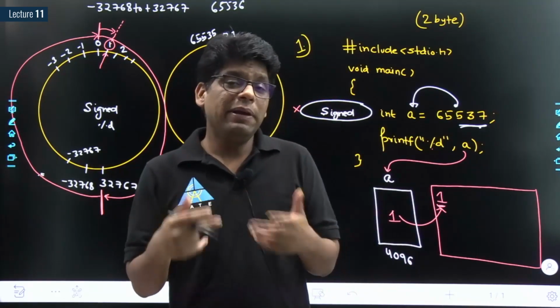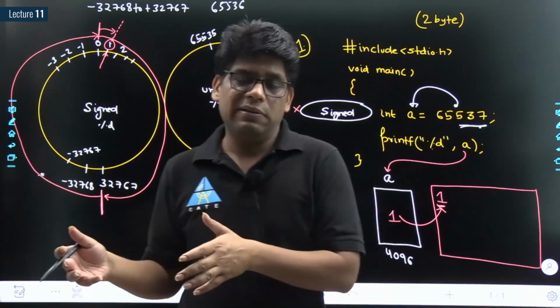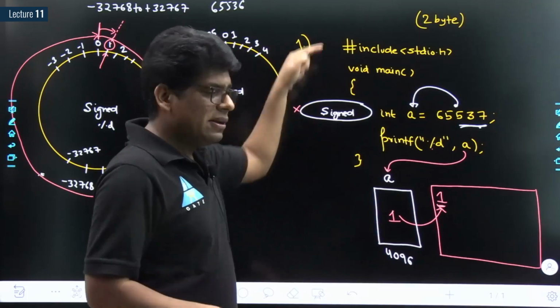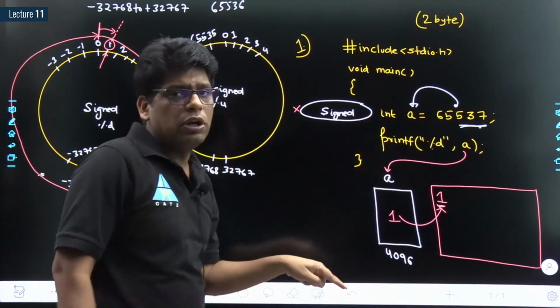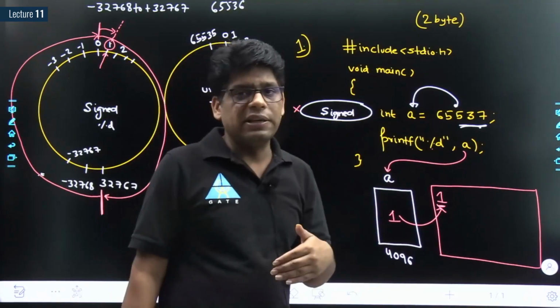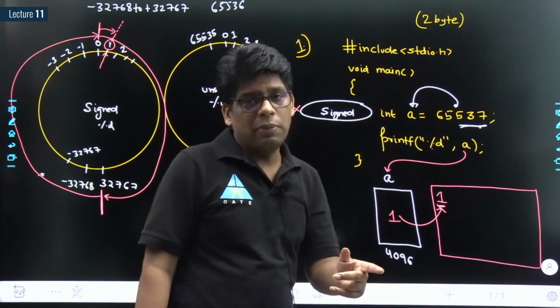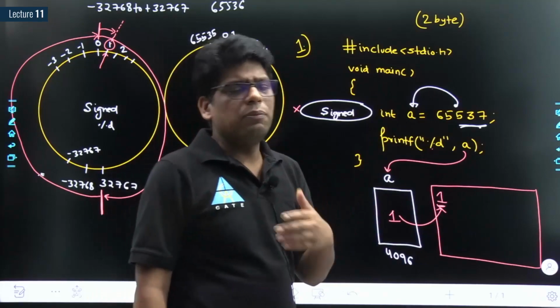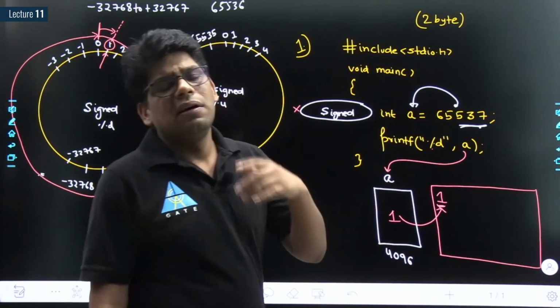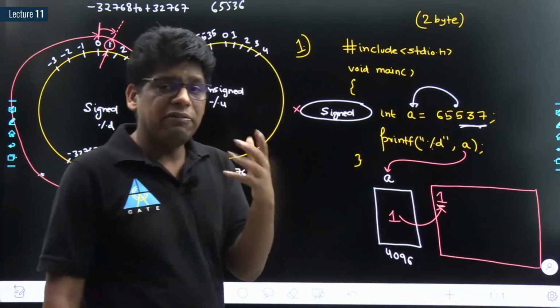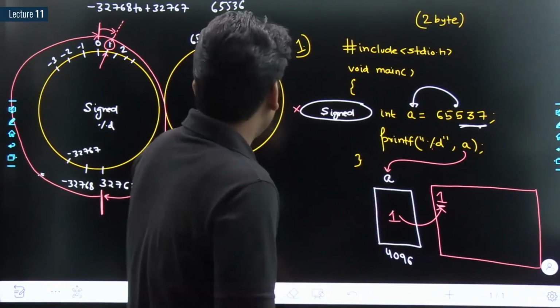Then it may vary from compiler to compiler. That is why I am saying, let us assume integer takes 2 bytes, then what is the output of this particular code? So don't mug up these things, that integer always takes 2 bytes or integer always takes 4 bytes. In general, most of the modern day compilers have integer of 4 bytes, but it may vary from compiler to compiler.